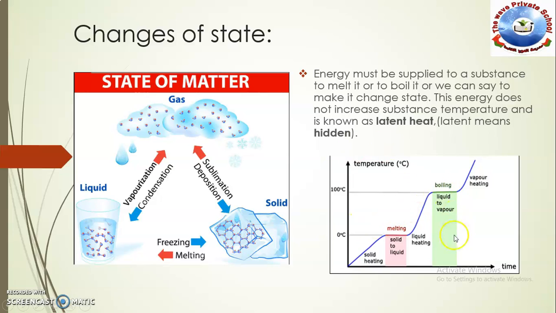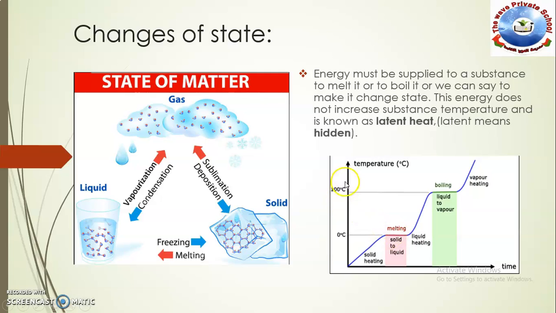To understand this, just see this graph. For example, ice in a deep freezer has a temperature below 0 degrees centigrade, and we know that ice is solid. When it comes out of the freezer and starts melting, its temperature is at 0 degrees centigrade. Then it changes its state from ice to water, from solid to liquid. This process is called melting, and its temperature remains the same.